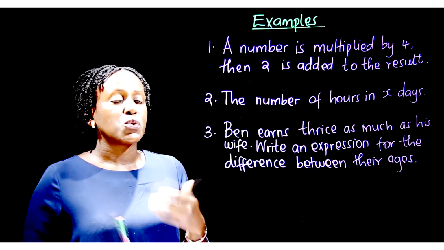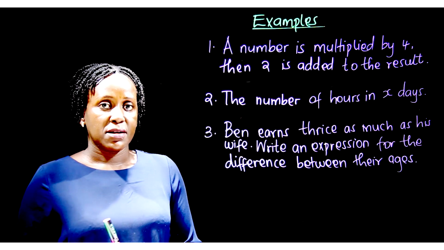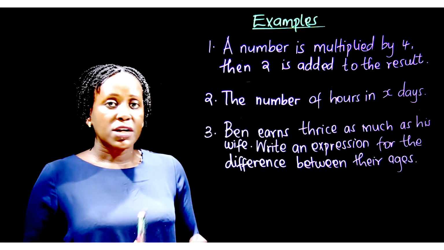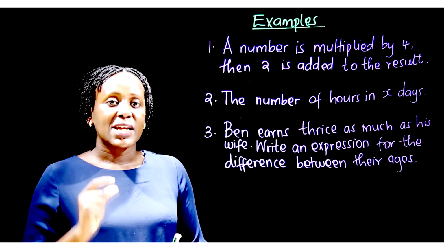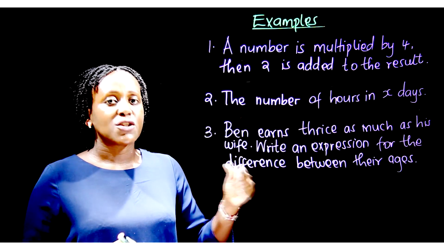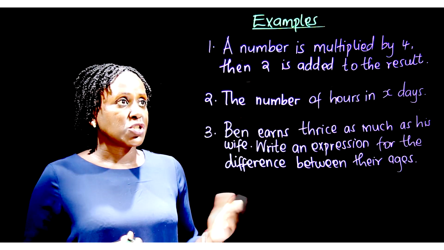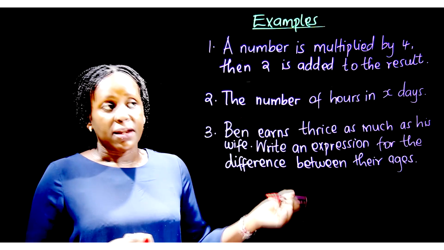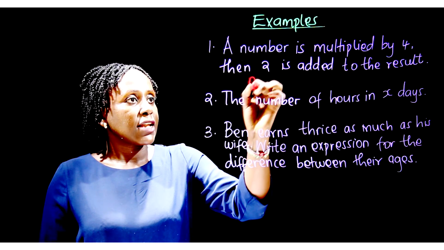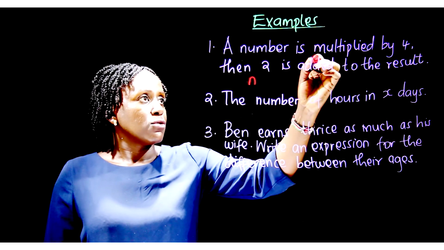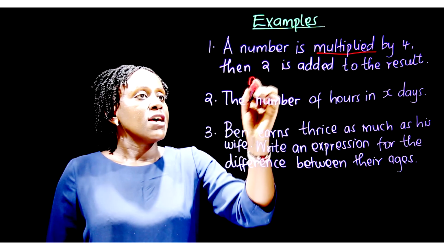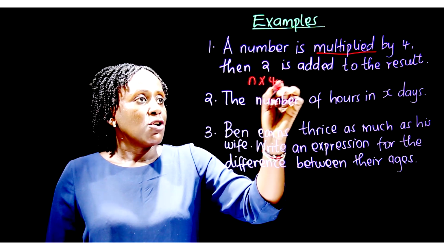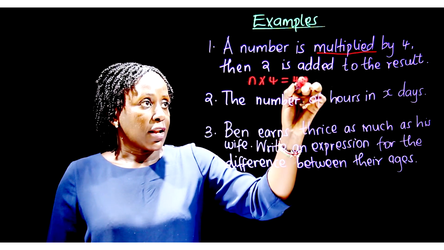You realize that we do not know which number this is. Like we said, in symbolic representation, we use letters to represent unknown values. So let the number be a value like n. So n is multiplied by 4. Multiplied is very clear that you need to multiply by 4, and that gives you 4n.